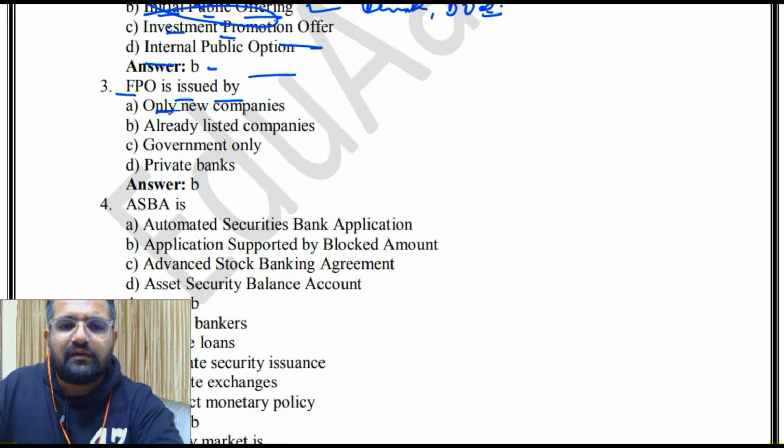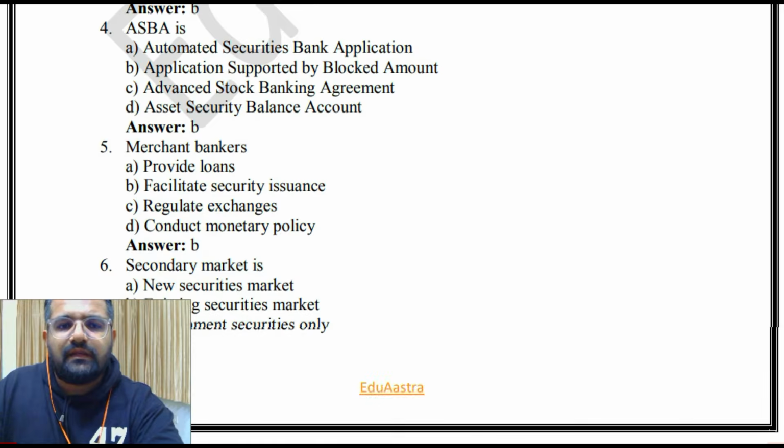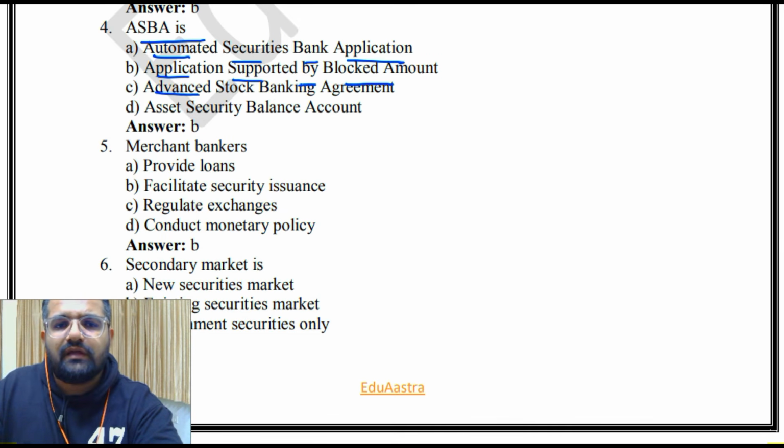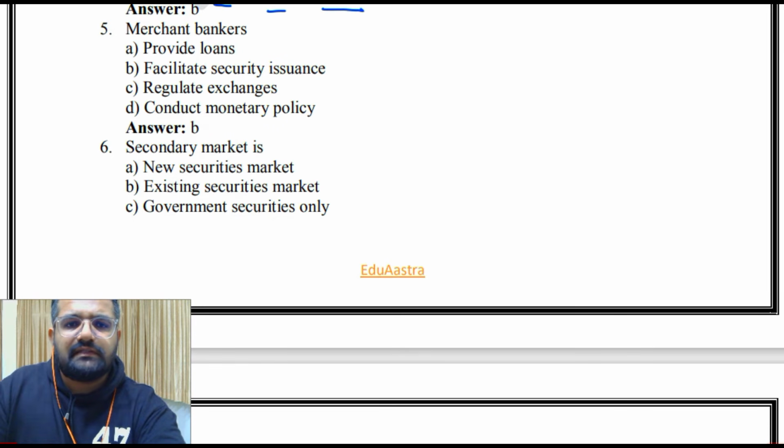FPO is issued by only new companies, already listed companies, government only, or private bank? So the answer is already listed companies. Follow on. Then ASBA is automated securities bank application supported by blocked account amount, advanced stock banking agreement, or asset security balance account. So the answer is application supported by blocked amount. Then merchant bankers provide loans, facilitate security issuance, regulate exchanges, conduct monetary policy. So the answer is facilitate security issuance.